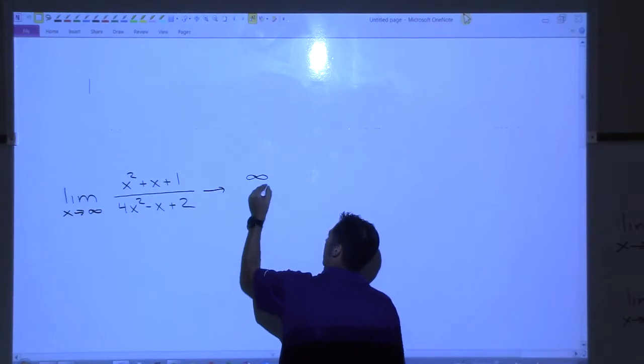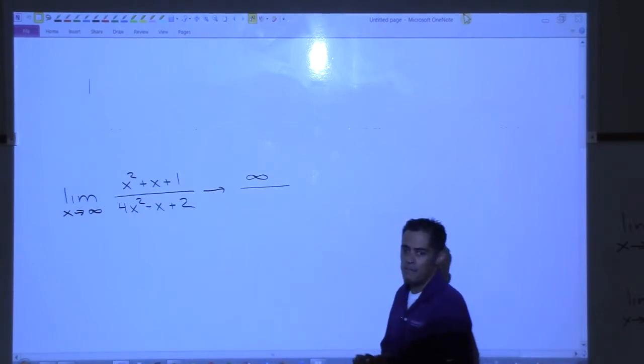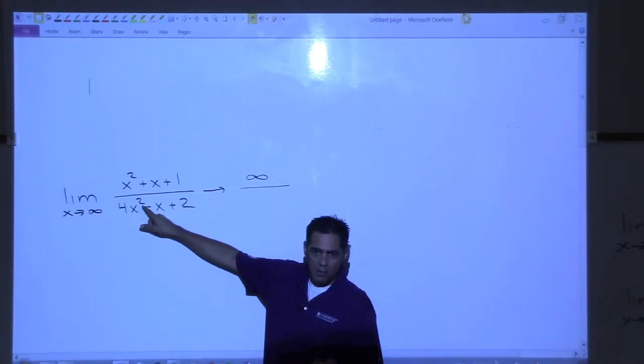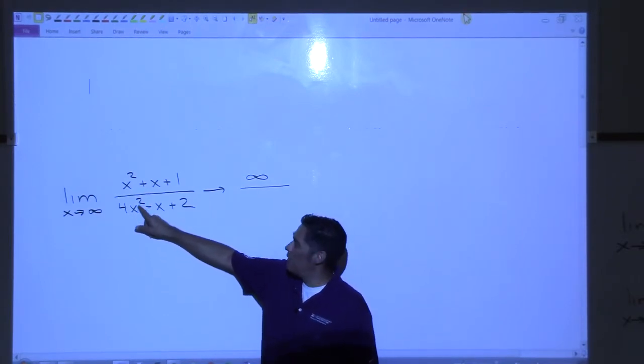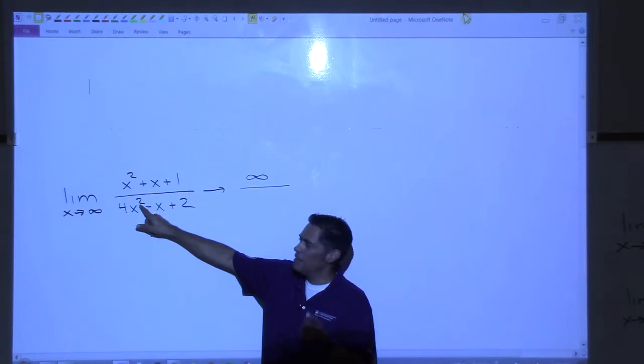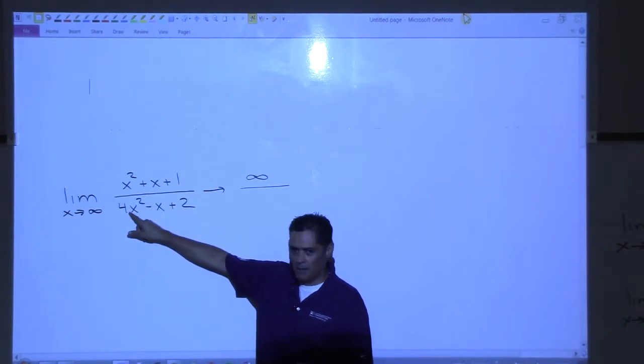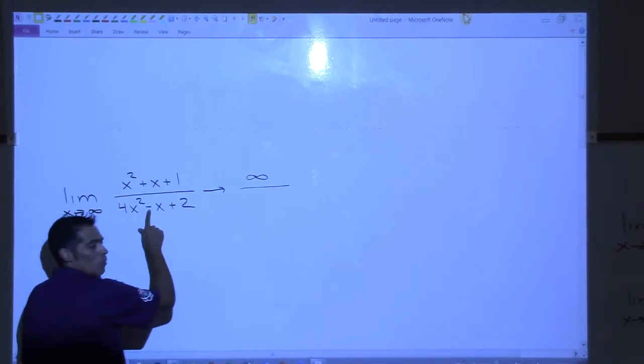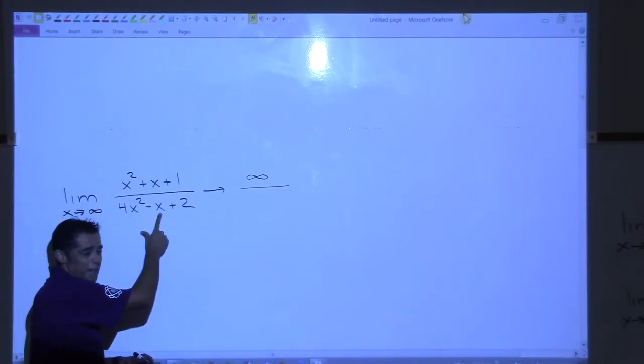Where's the denominator headed? So I'm going to stick with you, Danielle. 4x squared is headed to where? Infinity, right? Because it's like infinity squared, which is infinity, times 4, which is still infinity. Now, then we're doing what? Subtracting from it what, Danielle? Infinity. So what's infinity minus infinity?